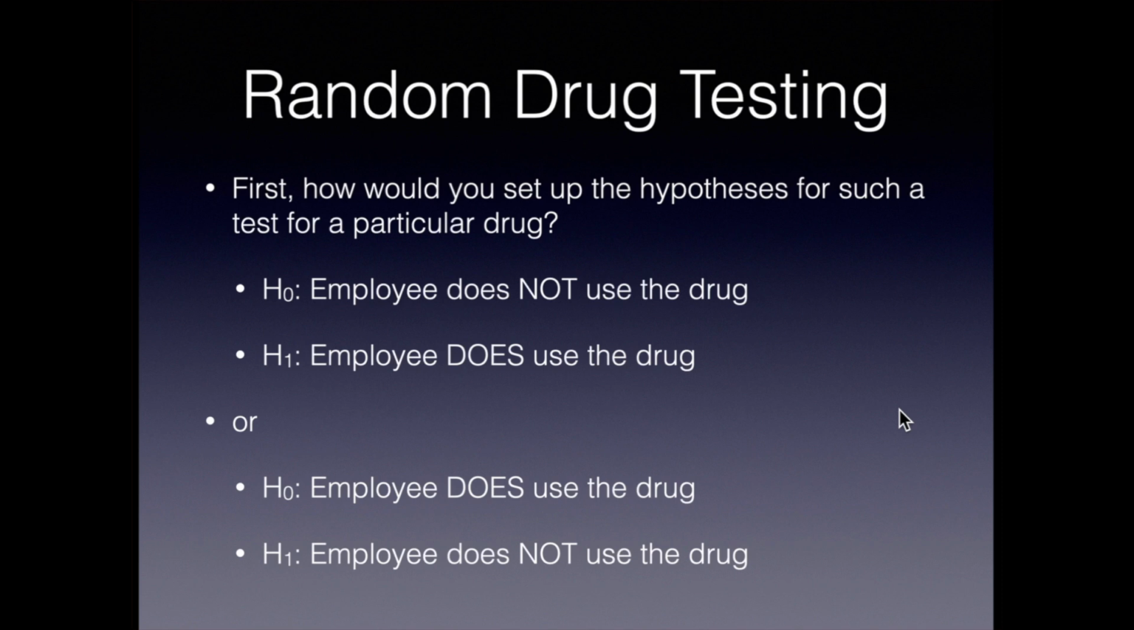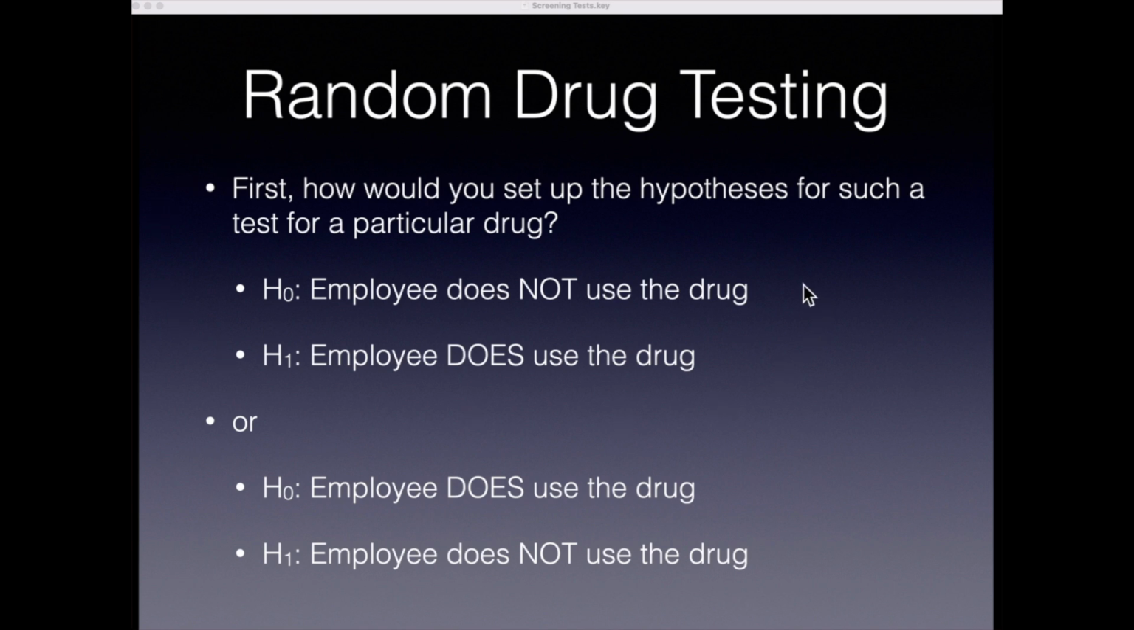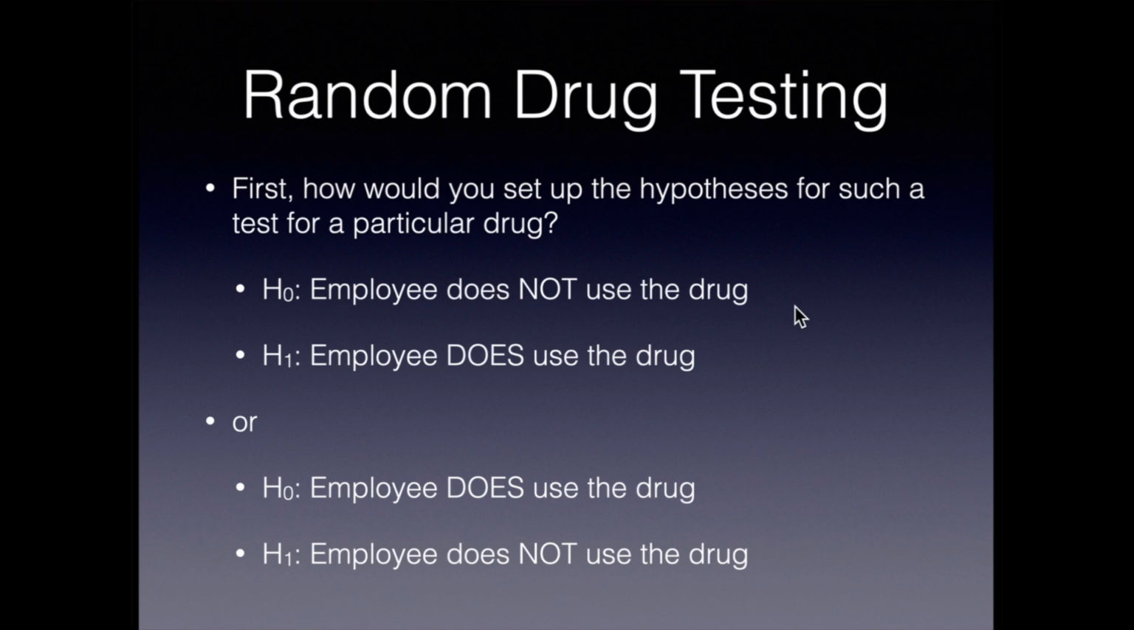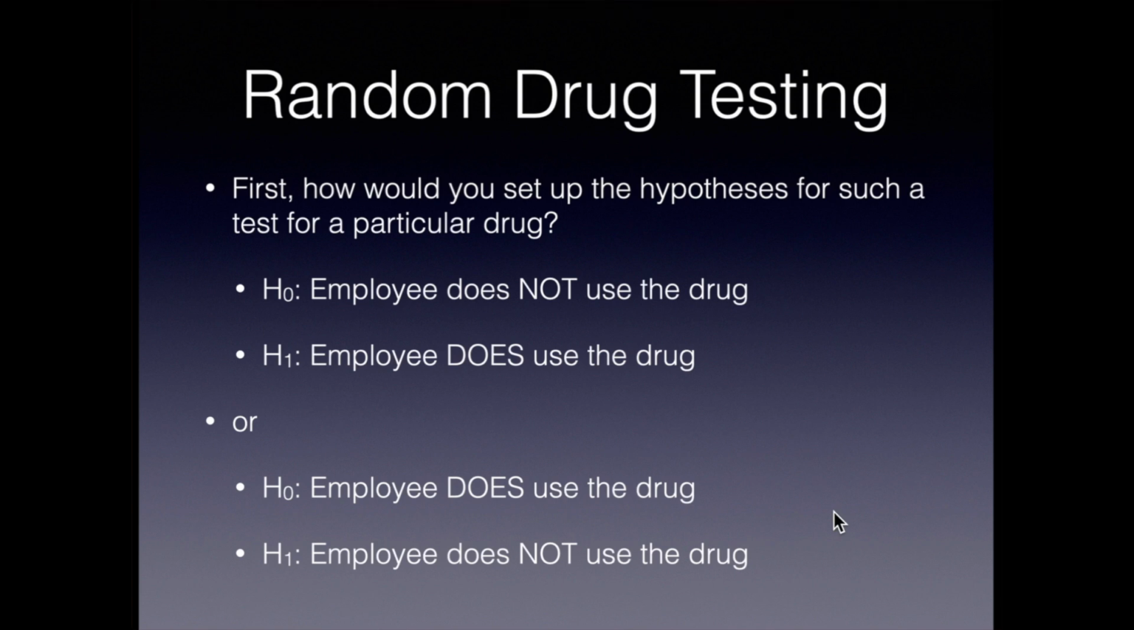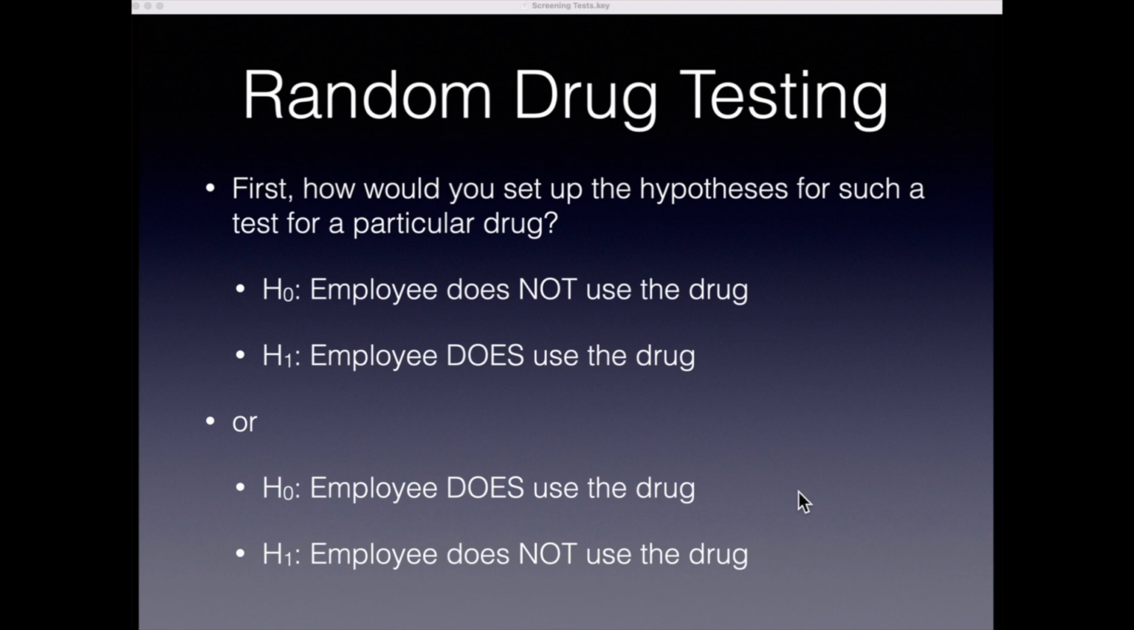Or we could set it up the other way around. We could assume going into it that a person that we select does use the drug, and then the alternative hypothesis would be that the employee does not use the drug. Now, with the first situation, we're assuming that the person does not use the drug, and we're allowing the data obtained through the test to convince us that they actually do use the drug. On the other hand, in the second setup, the assumption going into it is that the person that we randomly select does use the drug, and we're going to let the data try to convince us that they do not. So how would you set up the hypotheses for such a testing situation?